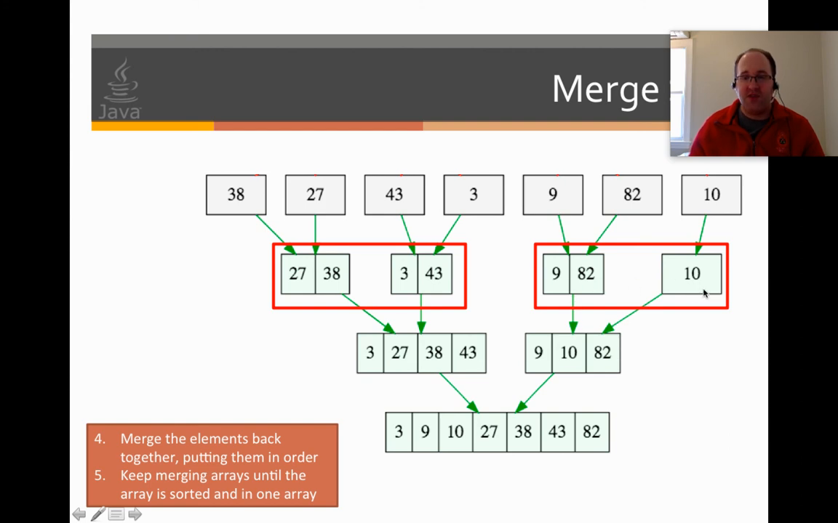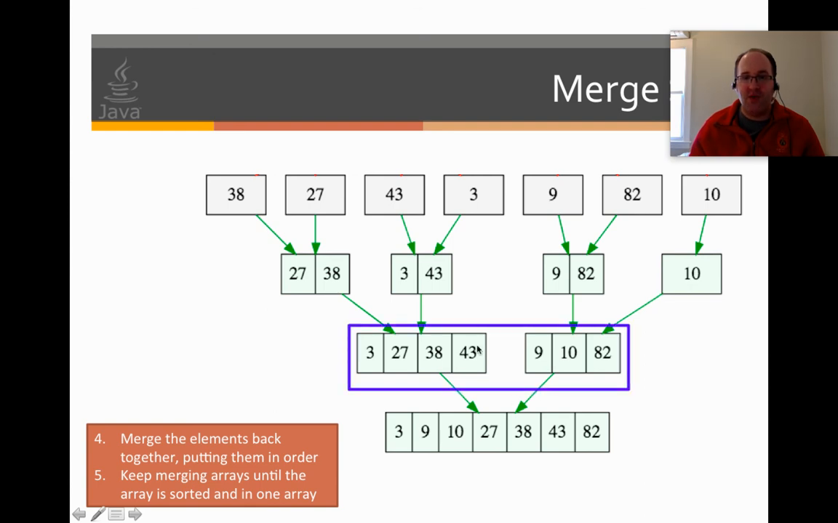Here we'll take the first element in each one of these arrays, the 9 and the 10. Which one belongs first? We'll take the 9. And then we'll compare, is the 10 or the 82 next? The 10 would be next. And then we'll take the 82. All right, so now we've merged these arrays together.